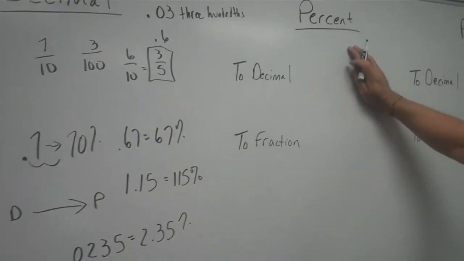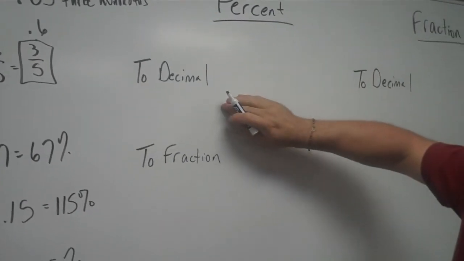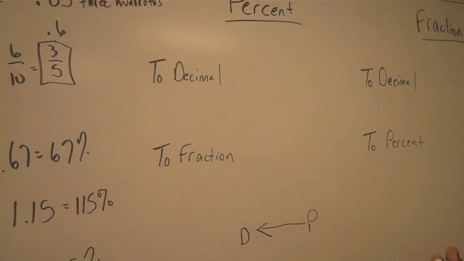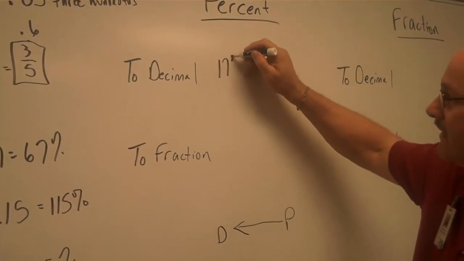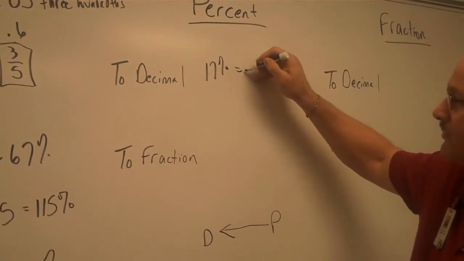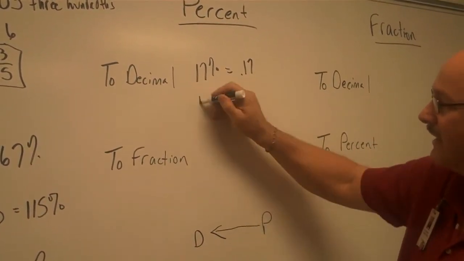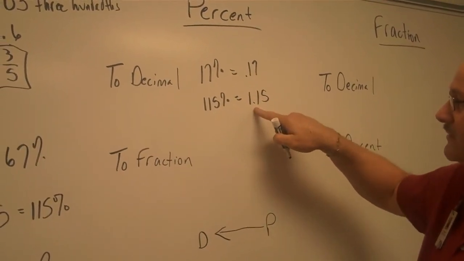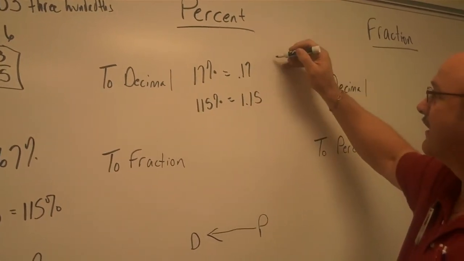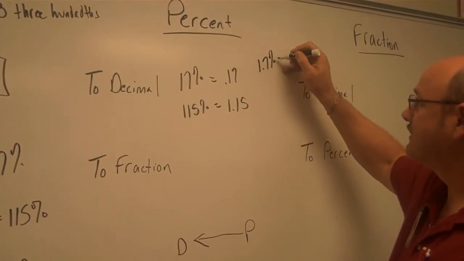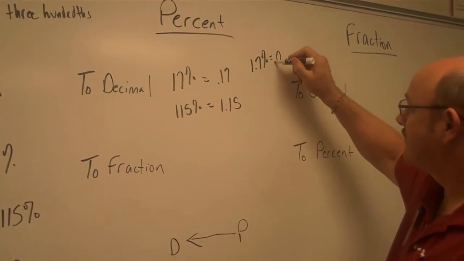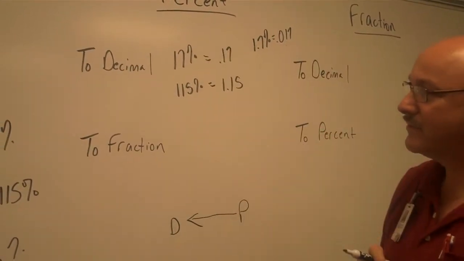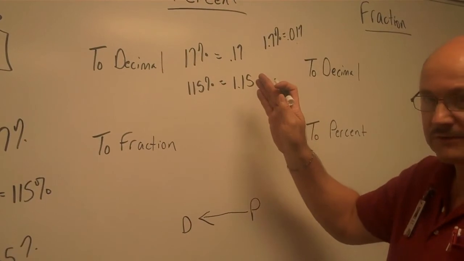Come over to percent, just the opposite. If we have a percent to a decimal, think alphabetically, D to P, we're going to the left. So if we have 17%, we're taking our decimal 2 to the left. If we have 115%, we're taking our decimal 2 places to the left. We have 1.7%, 0.17. We're taking it 2 places to the left. Percent to decimal, simply move it 2 places to the left.